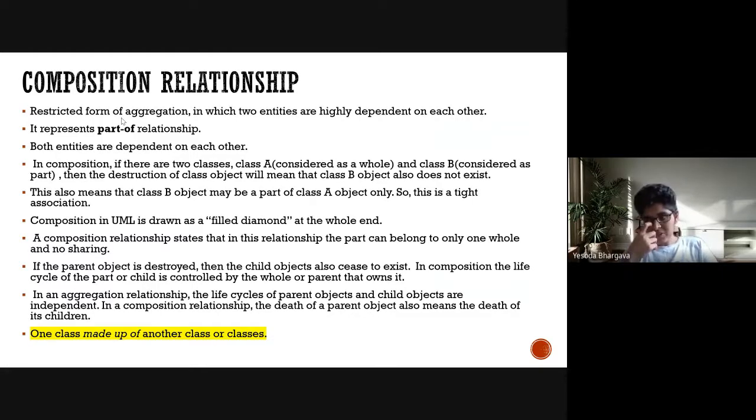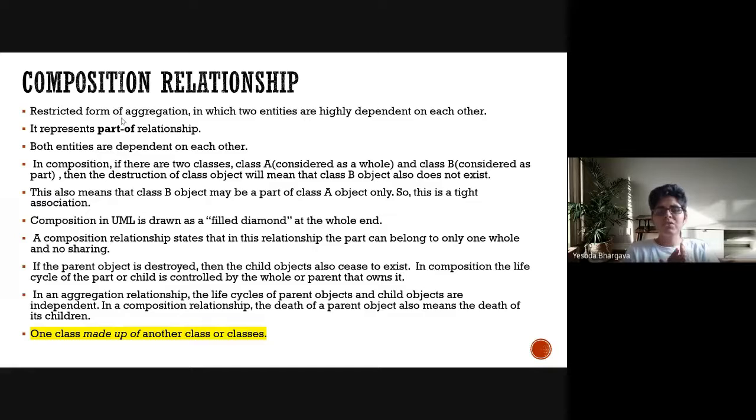When we talk about composition relationship, it is a much more restricted form of aggregation in which the level of dependency between the two classes is way higher than aggregation and of course association. So it is not only a relationship which says it contains, but it also represents a part of. The part is actually a very strong part of the whole. So the whole is not only containing the part, but the whole cannot exist without the part. That is the basic philosophy behind the composition relationship.